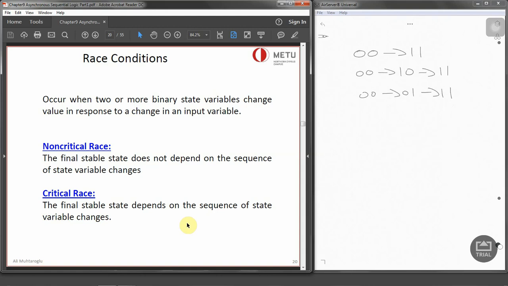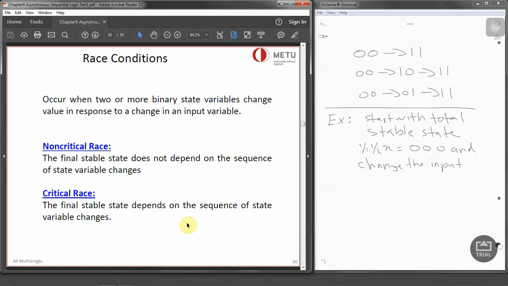Let's do an example. Let's say we start with a total stable state, and we have y1, y2, and x equal to 0, 0, 0. And we change the input from 0 to 1. The state variables must change from 0, 0 to 1, 1, which defines a race condition. The transition table, this is 0, this is 1, 0, 0, 0, 1, 1, 1, 1, 0.